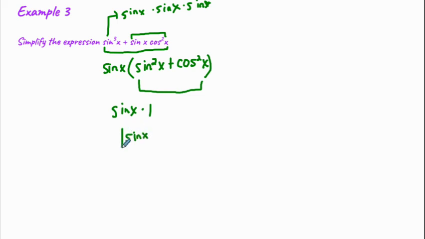And you can check this answer. Oftentimes it's nice to check these graphically. So if you typed sine cubed x plus sine x times cosine squared x into Desmos, and then separately typed sine x, you'd see they have overlapping graphs.